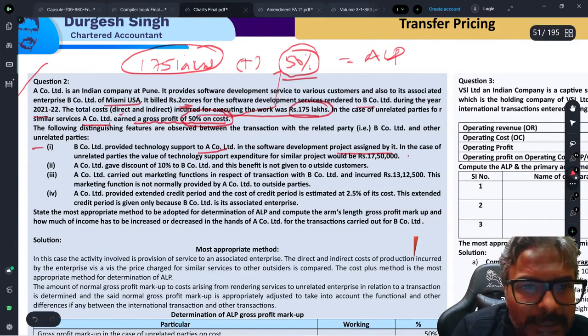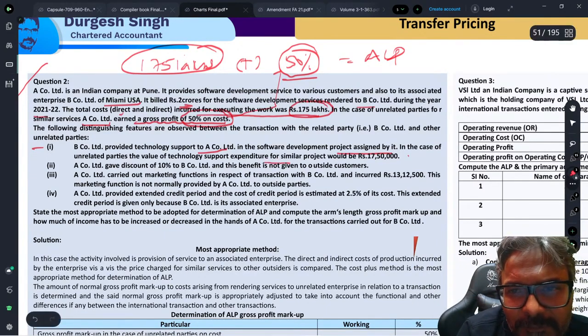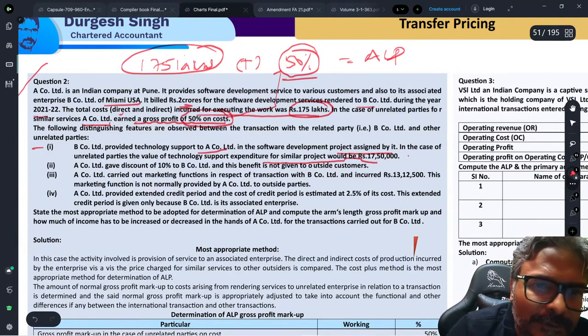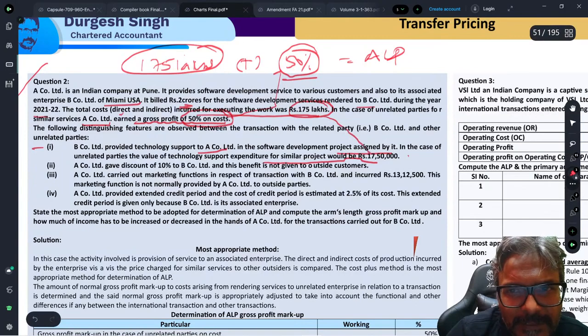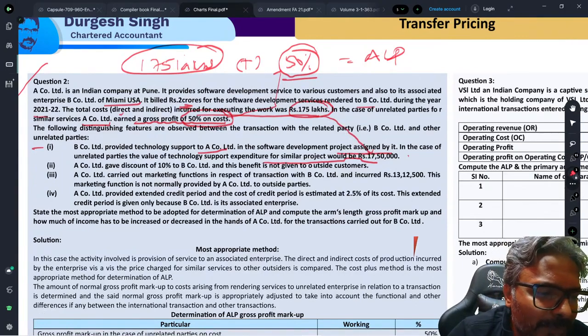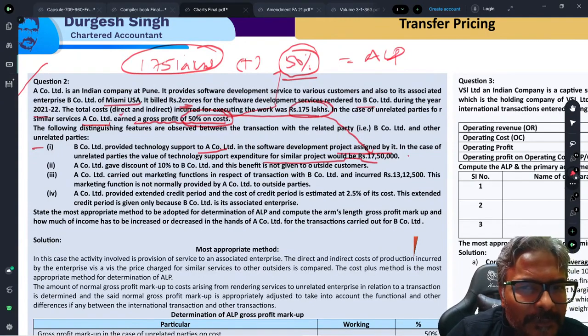So accordingly, students, in case of an unrelated party, the value of technology support expenditure for a similar project would be 17,50,000. This is given to you in absolute terms in this context, students. So in absolute terms, I need to get a percentage. Students, if you are giving me absolute terms, let us get into the percentage. How much on cost then? So this is 10% of the cost. Isn't it? So in this context, 10% of the cost, students.